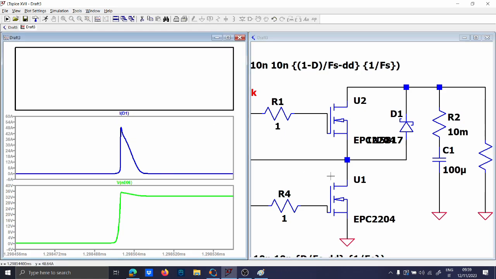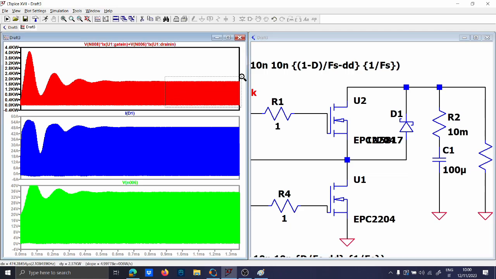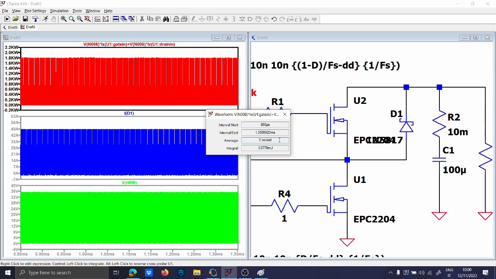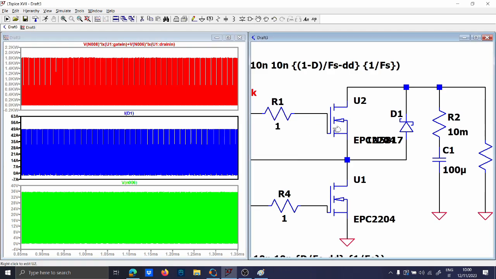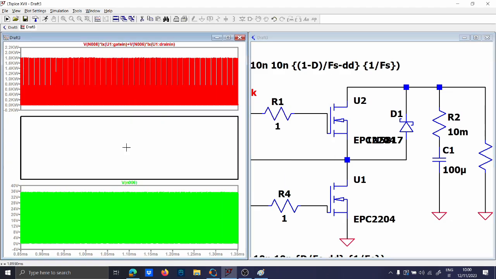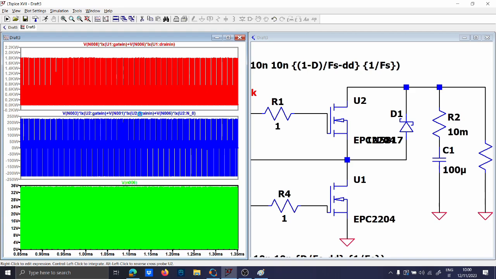Now, to estimate the losses in LTspice, you have just to press Alt on this, and just zoom on a steady state interval, and just press Ctrl and Alt on this. So it says that the average dissipation is 7.74 watts. And for the high side, let me do the same. Delete the diode. Come on. Come on.